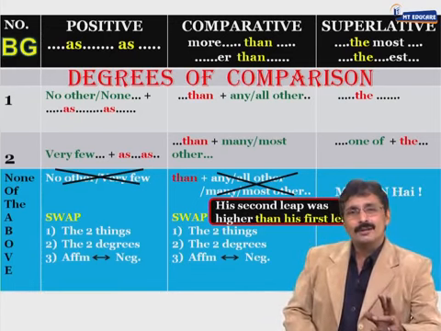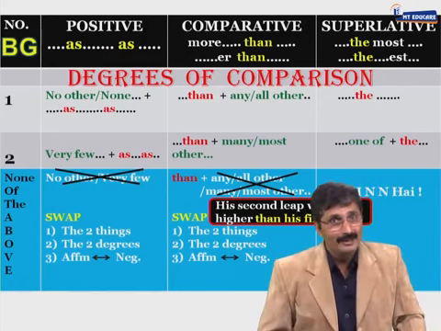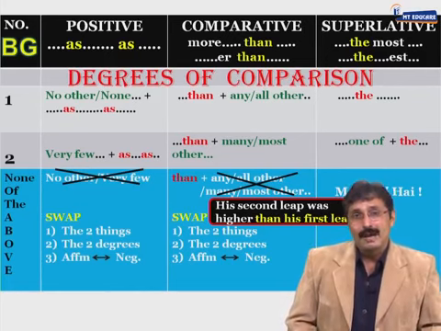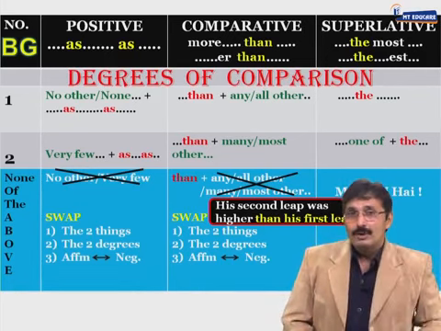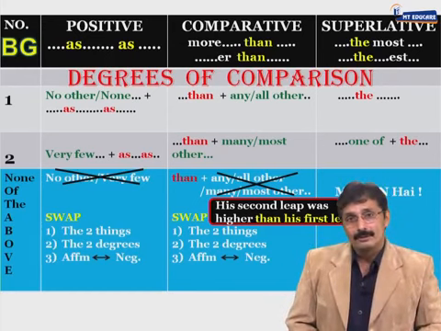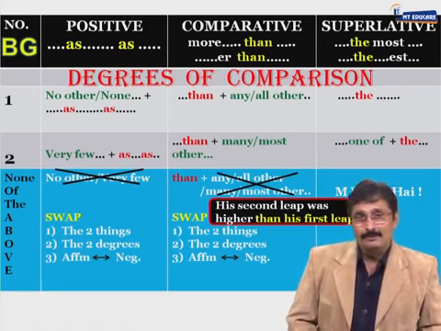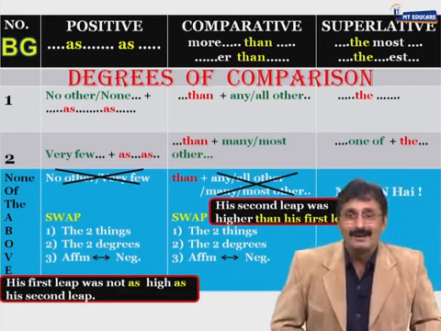Now you have no tension. You know कि than के बाद any other, all other, many other, most other नहीं है, तो ये type 3 है. Swap the two things, swap the 2 degrees and swap affirmative negative. इसका superlative तो मुश्किल ही नहीं, नामुमकिन है. You will only be able to have positive. So higher than becomes as high as, was becomes was not, and swapping the two things, his first leap was not as high as his second leap.